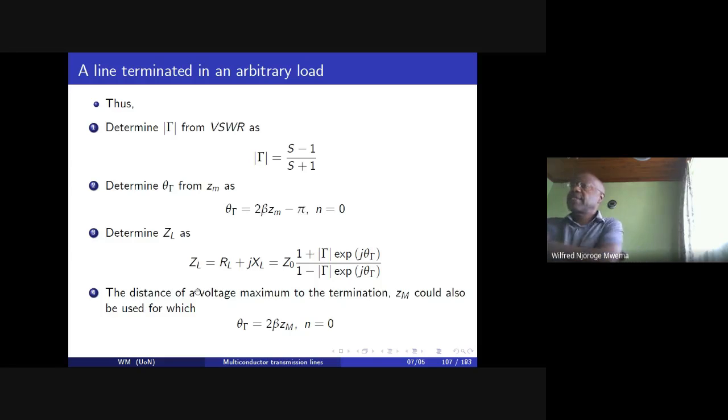And the distance of a voltage maximum to the termination, Zm, could also be used. And in this case, we have to do away with the angle pi, because now we are saying that the value of theta minus 2 beta Zm must be equal to 0, so that we can just get the magnitude alone remaining. And therefore, for n equal to 1 to 0.